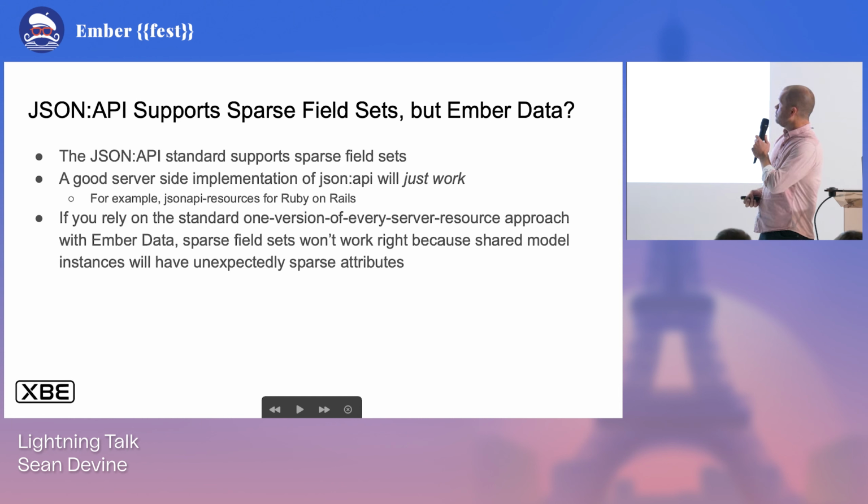But if you rely on the standard one-version-of-every-server-resource approach with Ember Data, which would be the way that most people learned, this isn't going to work. If you make requests with sparse field sets, then the single instance of a given resource or model that you have in your client will have portions of its attributes changed and the other ones nullified when you update with sparse field sets from the server. That's a problem because you likely are sharing those same models in various places. And all of a sudden, in one place you have the data you need, and in the other place you don't. So what do we do?